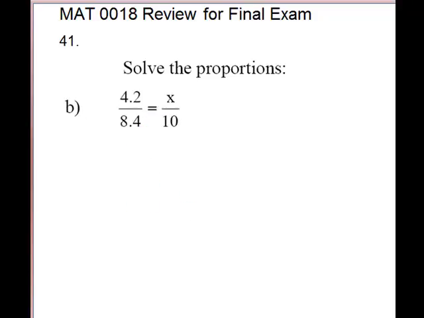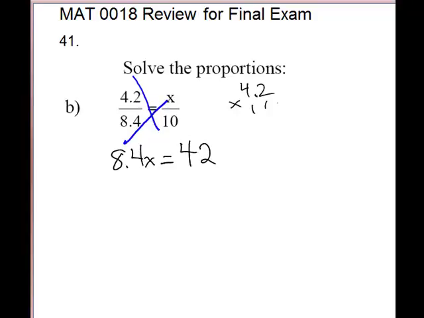So for our next proportion, we will also do the cross products. So we're going to do 8.4 times x and we will do 4.2 times 10. You might use your shortcut. All that's going to do is move your decimal one place to the right to give you 42. Or you can work it out. 4.2 times 10 will give you 42.